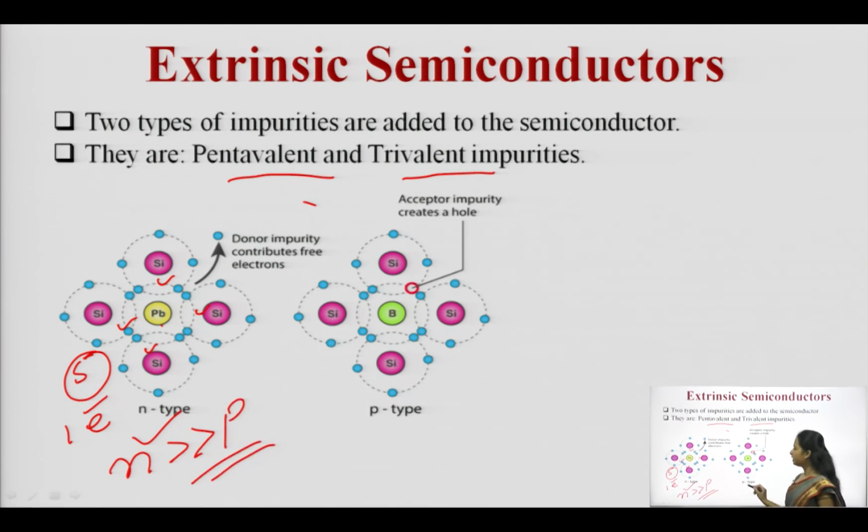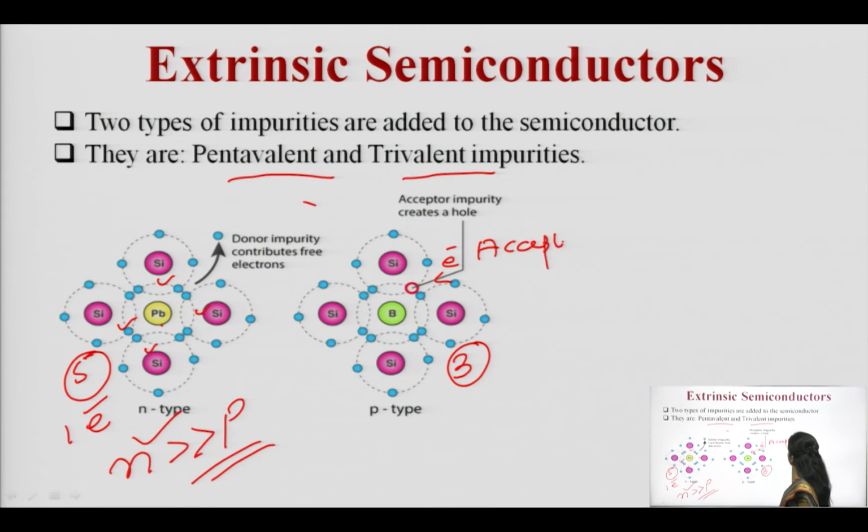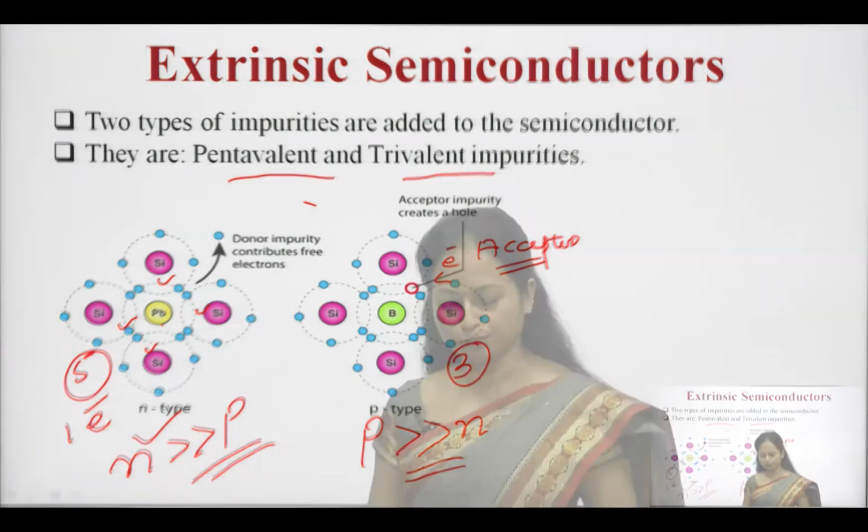While in the case of P-type, where trivalent impurity is added, trivalent having 3 valence electrons, to complete its octet it has a tendency to receive 1 electron. This is a kind of acceptor impurity because it can receive an electron. Each acceptor impurity contributes a hole. So in P-type, the concentration of holes will be very high in comparison to the electrons.